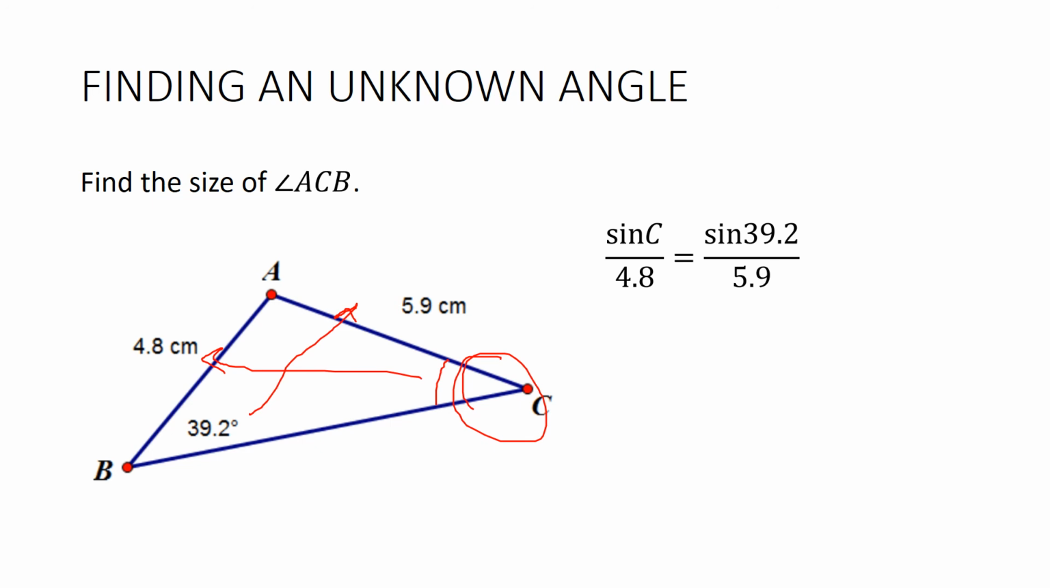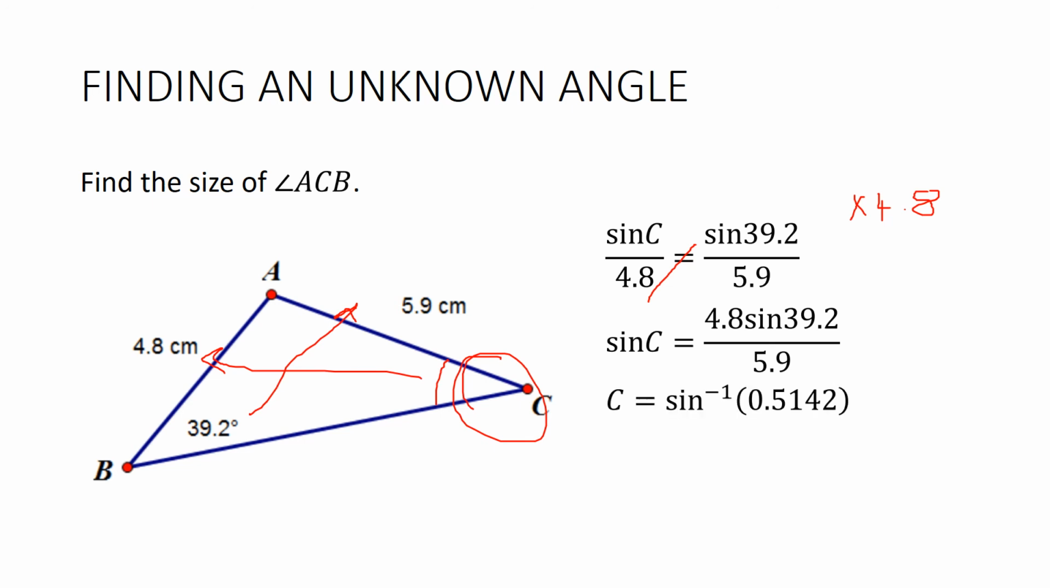Get rid of this 4.8. That's a divide 4.8, so it comes over here as the times. So sine C will be 4.8 sine 39.2 divided by 5.9. And remember how we want to get this sine to come over, because we only want the size of the angle. It comes over as an inverse sine. So shift sine 0.5142 is 30.9 degrees.